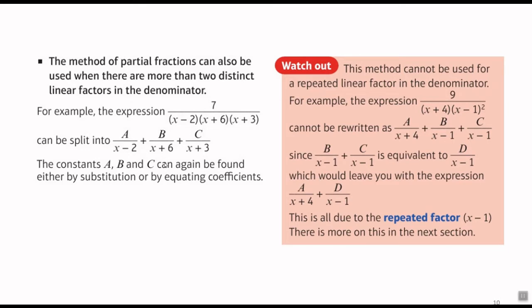Right, so next one. 9 divided by x plus 4 times x minus 1 squared. So this is a different form. x minus 1 squared, you can write as x minus 1 times x minus 1. But you can't do it like this. You can't apply this technique to this kind of repeated linear factors. So we are going to learn a different technique to solve this kind of question.